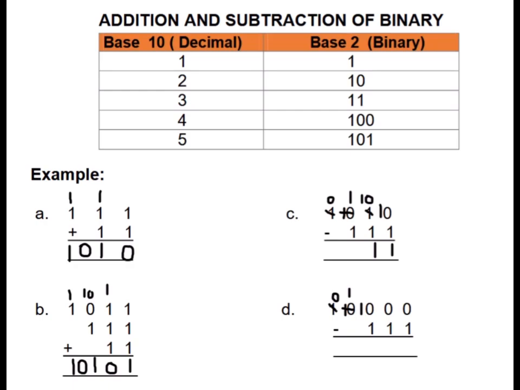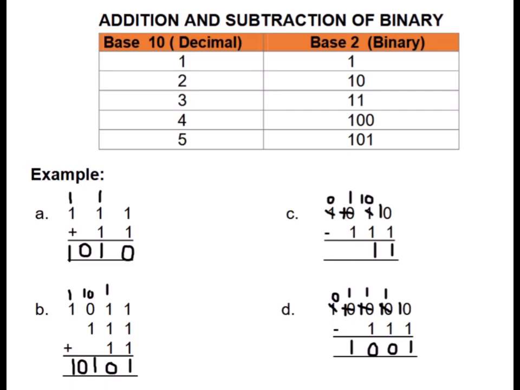Same here. This is 1, 0, which is 2. Borrow 1 again from it, meaning 1. And bring it here. Same thing, we borrow again 1 and here as well, which is 1, 0, which is 2. So from here, 2 take away 1, that is 1. 1 minus 1, that's 0. 1 minus 1, that is 0. And here we have 1.